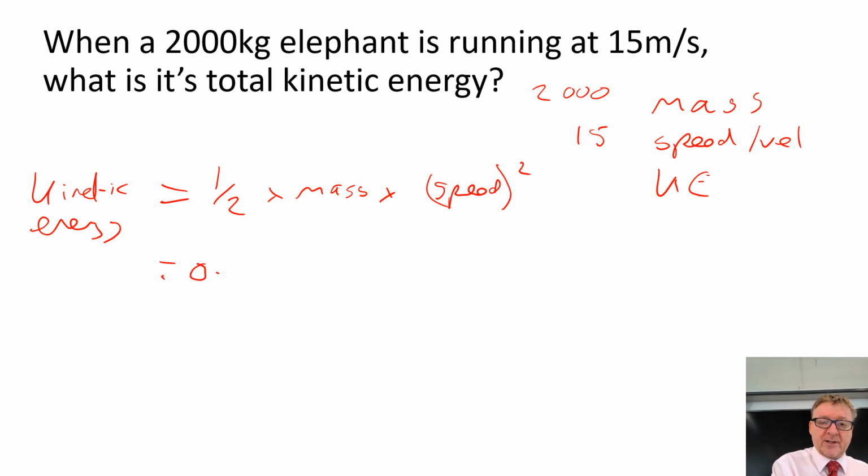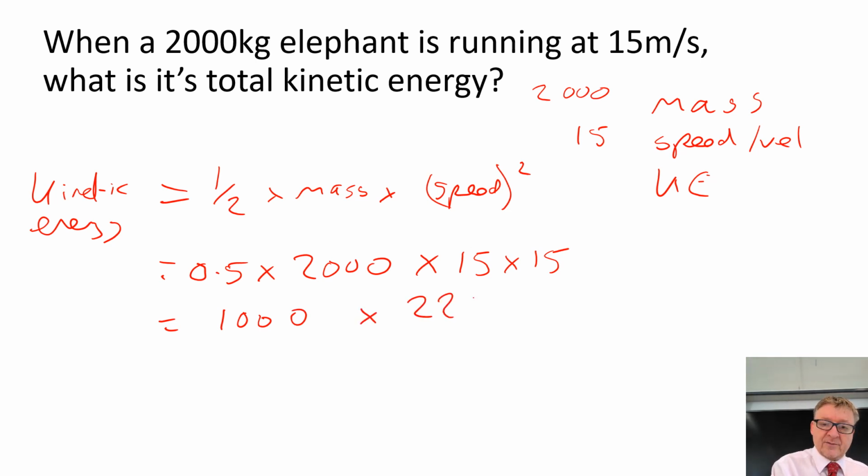I'm just going to put that as a decimal now. 0.5 times the mass, 2,000, times speed squared, so that is really 15 times 15, or you could just do 15 squared. I'm going to break it down a little bit. Half of 2,000 is 1,000, multiplied by 15 squared, which is 225. My final answer is 225,000, and because it's kinetic energy, joules. Oops, my J isn't working right there.